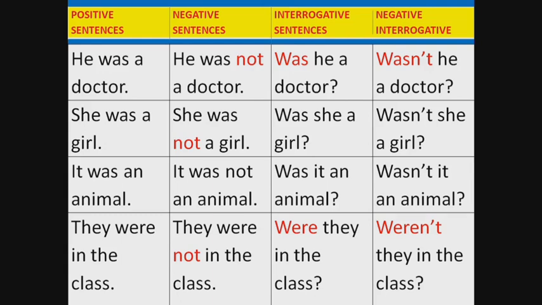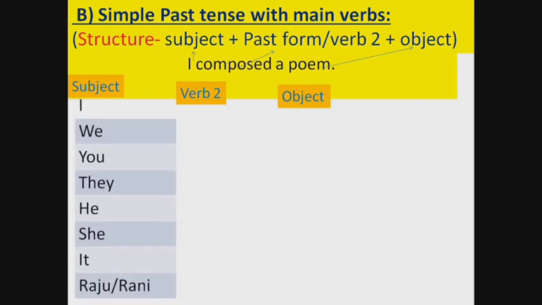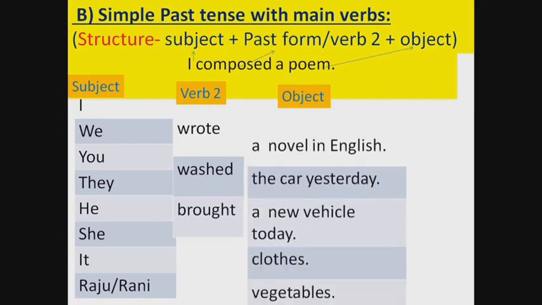They were in the class. They were not in the class. Were they in the class? Weren't they in the class? Simple past tense with main verbs. Sentence structure is subject plus past form of verb plus object. For example, I composed a poem. Here is a substitution table to help you to form as many sentences as you can in simple past tense.